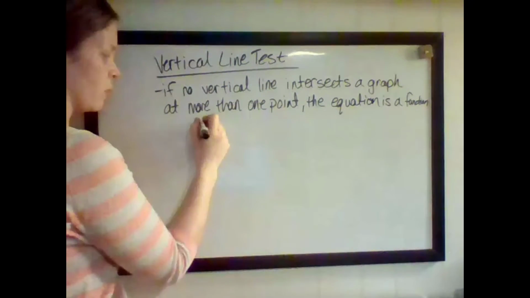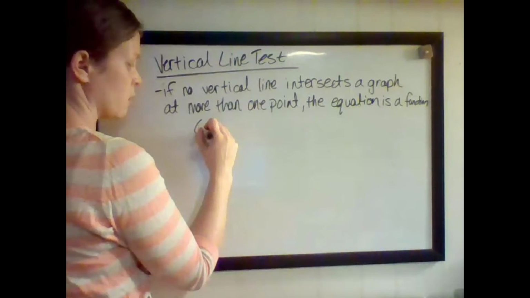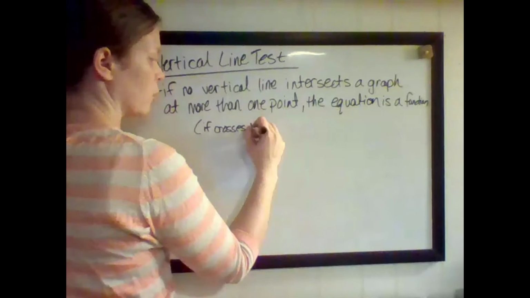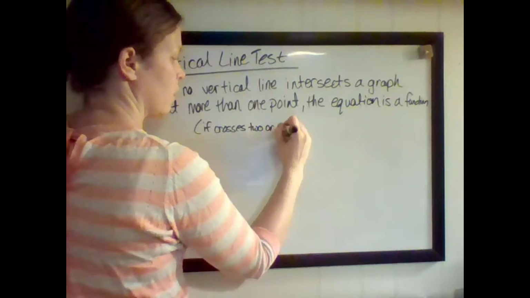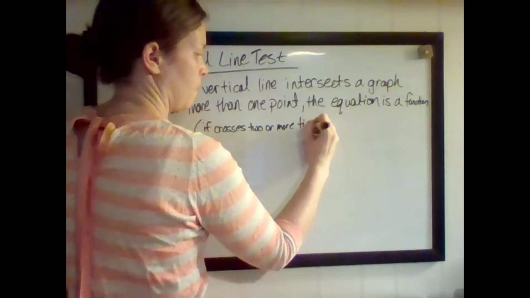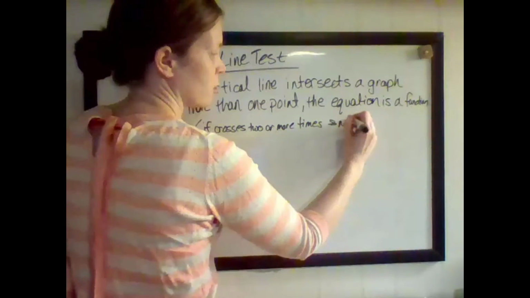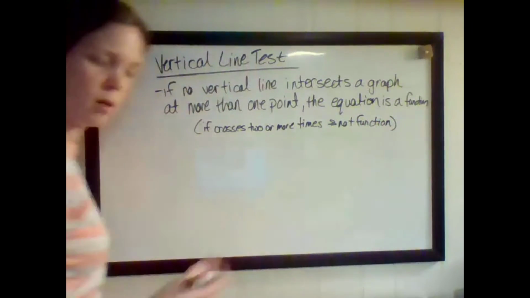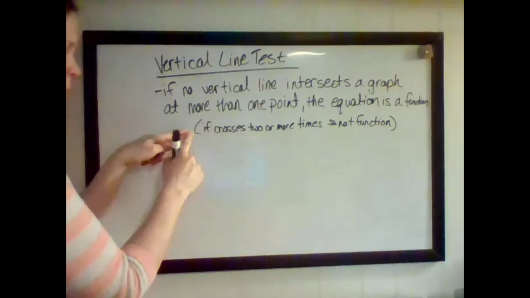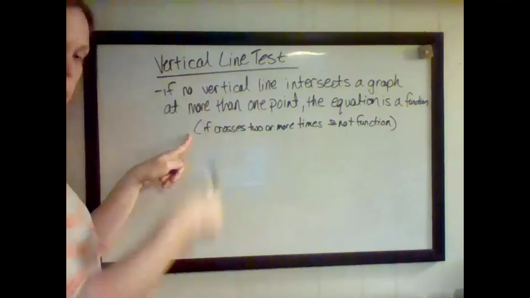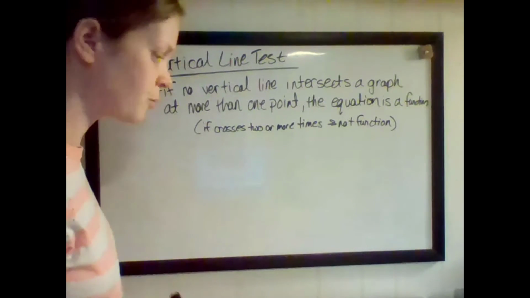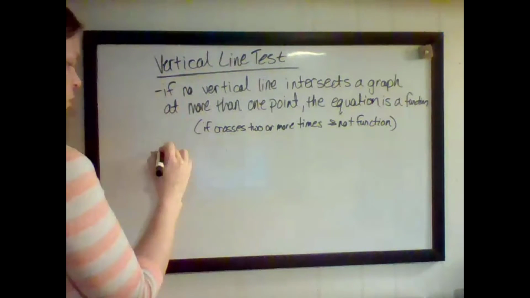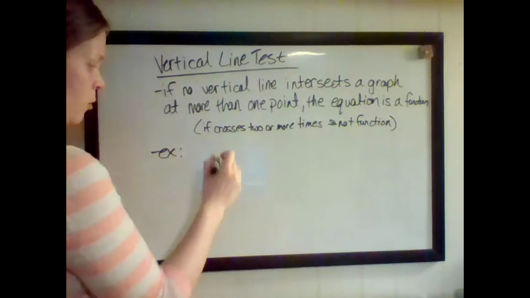Or the flip of this would be to say that if a vertical line crosses two or more times, then it's not a function. What I have in parentheses isn't really the formal definition, but it's sometimes the easier way to think of it. If a vertical line crosses two or more times, it's not going to be a function.